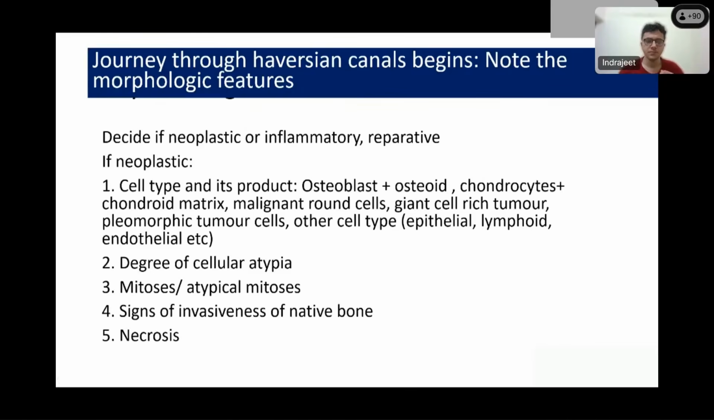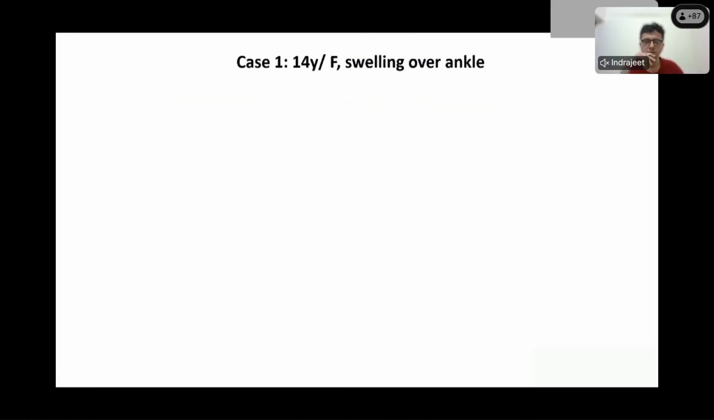Because all these features help me to decide the lineage of this bone tumor. And from point 2 to point 5, it helps me decide whether this lesion, or maybe a tumor, is benign or malignant. That is the thought process as soon as I put the slide onto the microscope. This is obviously in the light of the clinical presentation and the radiology. I am not looking at it blindly.